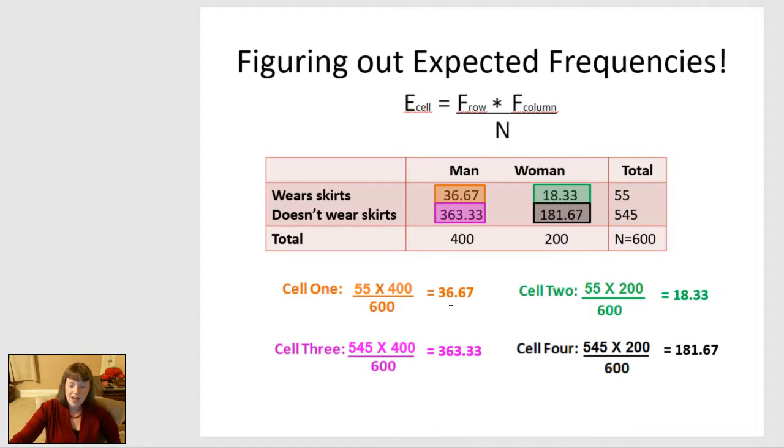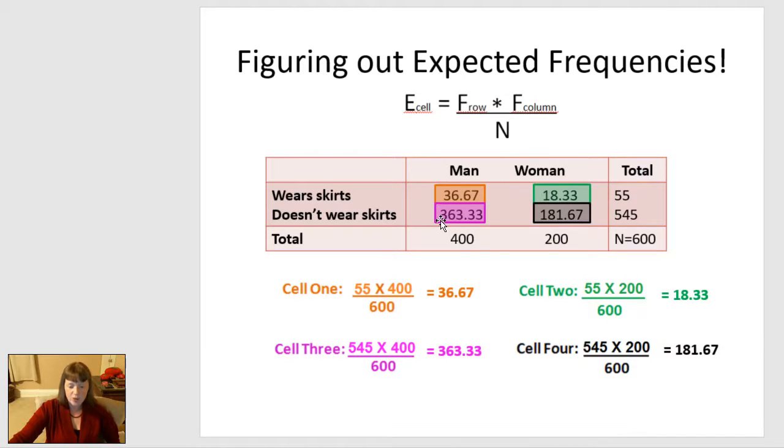But now I've calculated my expected frequencies. There should be around 37 men who wear skirts if gender and skirt wearing are completely unrelated. Being a man does not increase or decrease the likelihood of skirt wearing. There should be about 18 women who wear skirts if gender and skirt wearing are completely unrelated, because wearing skirts is not a very high base rate activity. Not very many people are doing it, and there are fewer women, so there should be only 18 women wearing skirts if your gender does not influence the probability of you wearing a skirt.